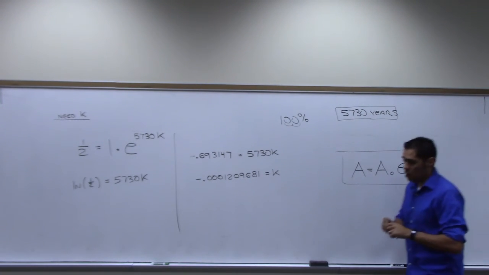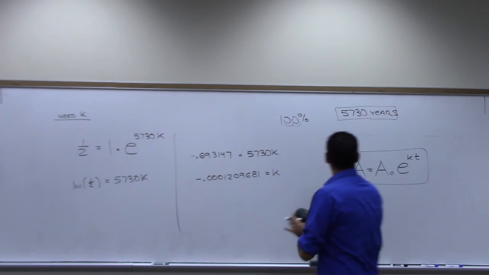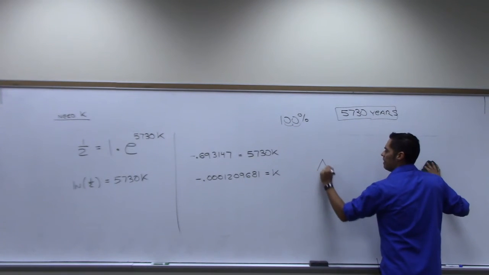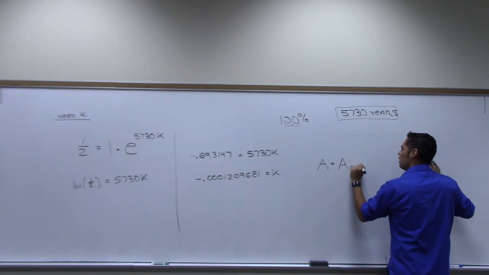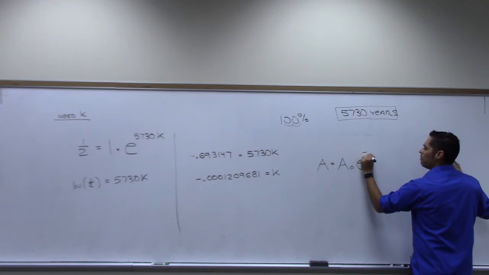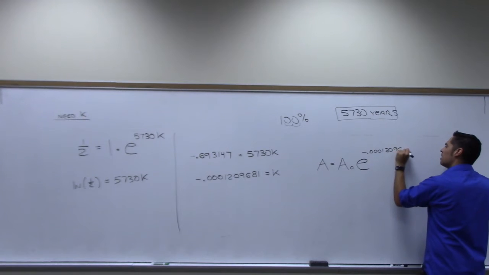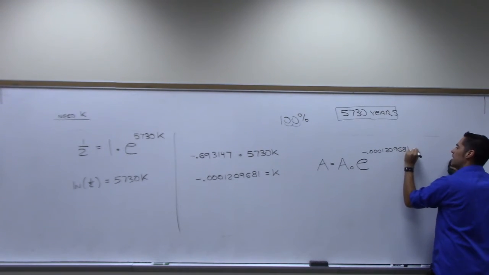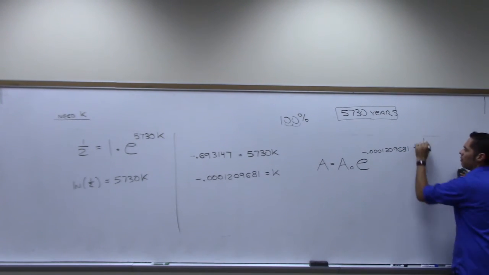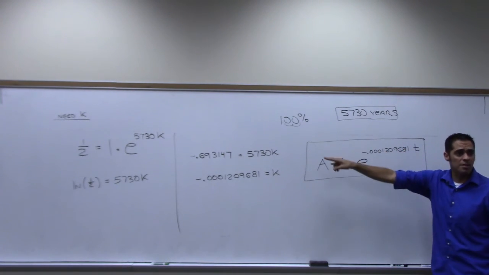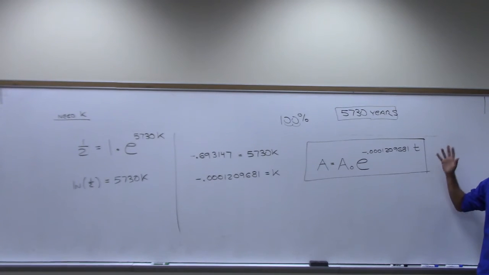In other words, for carbon-14, we have a master formula. Here's the master formula for carbon-14. It says that A equals A naught e to the K, which is negative 0.0001209681 T. That's our master formula right there. So do you see I have to convert the years over to get K. Once I have K, I'm in business.